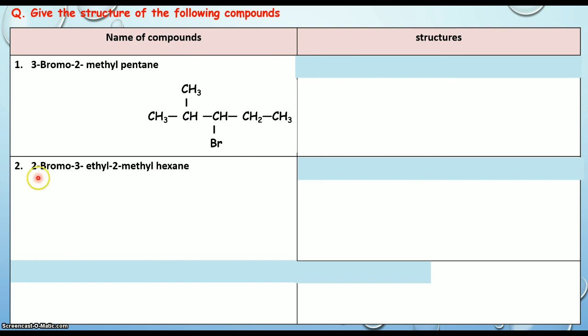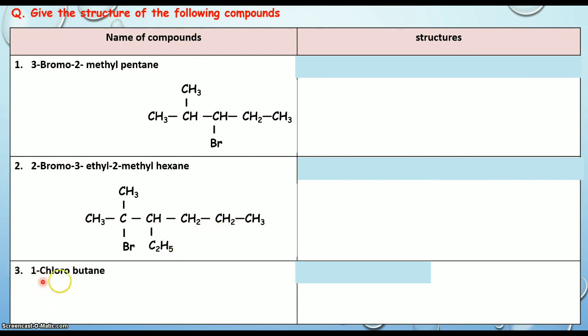The second compound is 2-bromo-3-ethyl-2-methylhexane. Hexane means 6 carbon atoms in a straight chain. Then on the second carbon bromine is there, again on the second carbon a methyl group is also there, and on the third carbon an ethyl group is there. After balancing the valency of carbon by hydrogen, the correct structure is this.